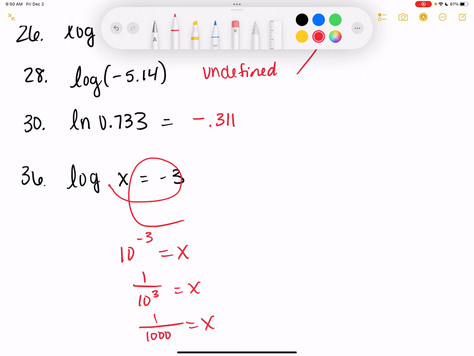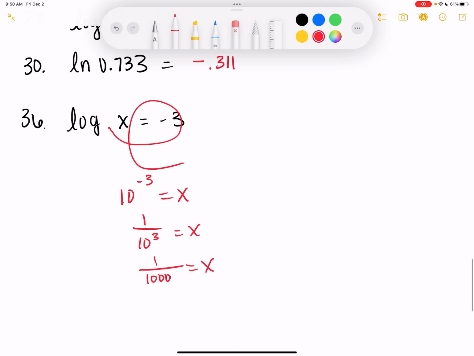Okay, so your problems are 1 through 35, every other odd.